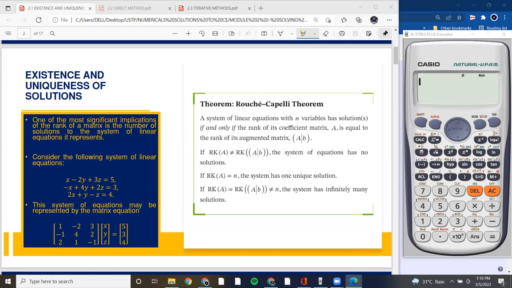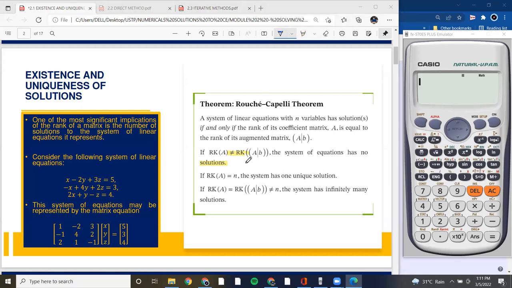Right, so from the theorem of Cauchy-Capelli, a system of linear equations with n variables has a solution or solutions if and only if the rank of its coefficient matrix, say A, is equal to the rank of its augmented matrix. If the rank of A is not equal to the rank of its augmented matrix, the system of equations has no solution. Meaning, it cannot be solved.